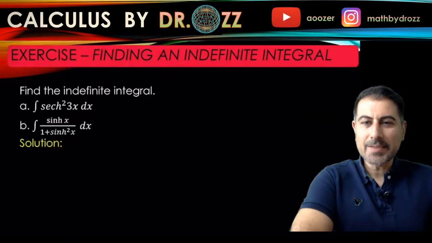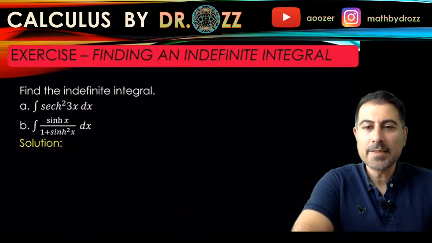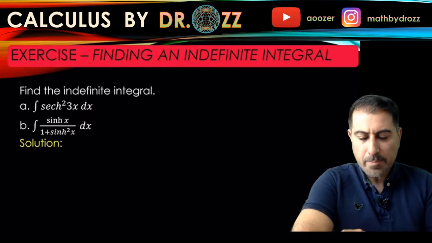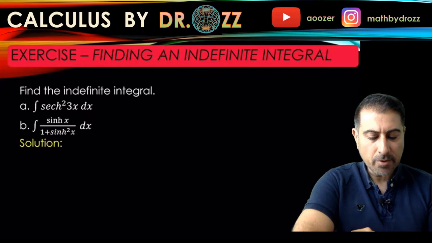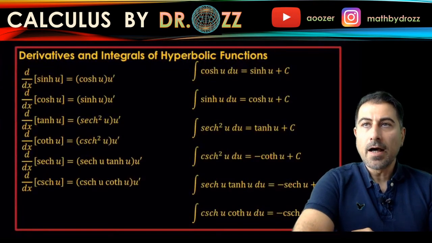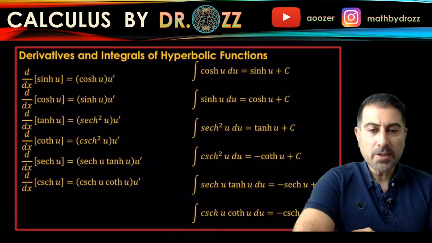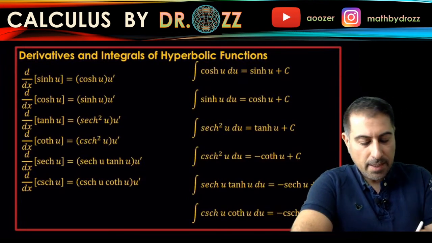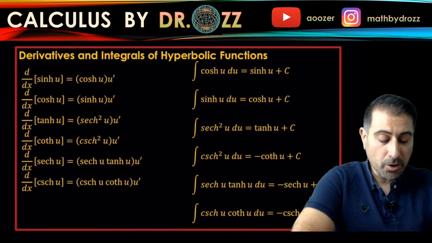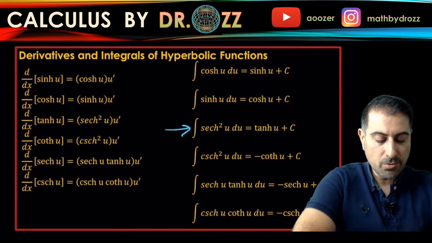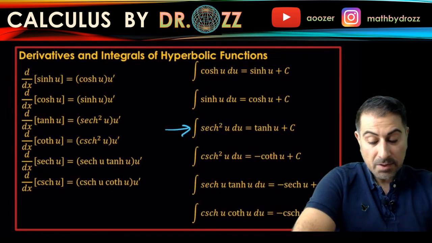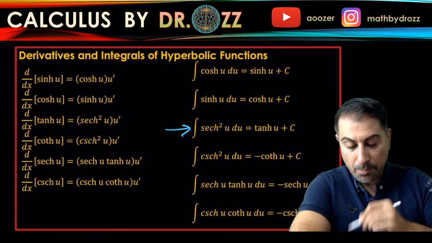All right, let's stare at part A. It's secant hyperbolic squared 3x. And let's go back to this table that involves the derivatives and integrals of hyperbolic functions. Let's see which one is more applicable in our case. So I think we have a secant hyperbolic squared type integral to take care of in part A. So why don't we make use of this formula here. And this also tells us what to call u in part A.